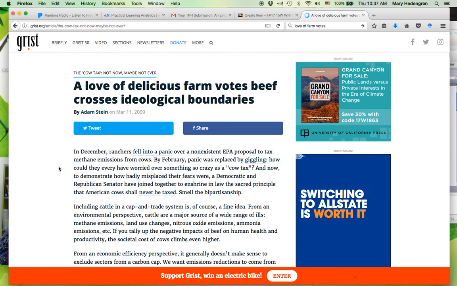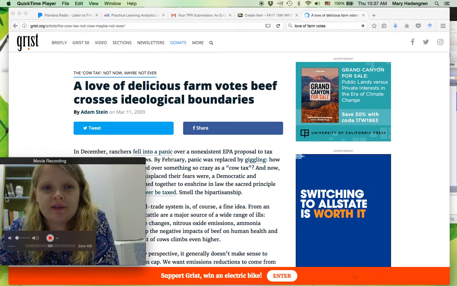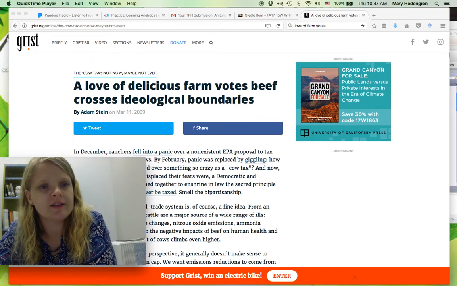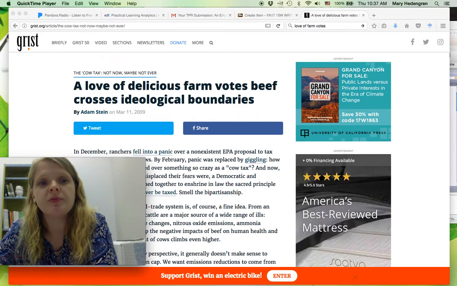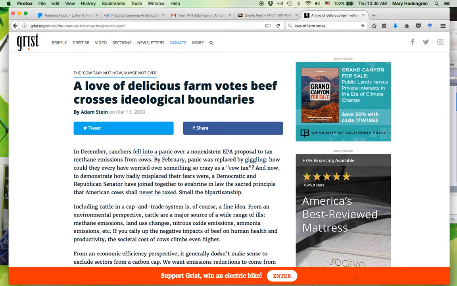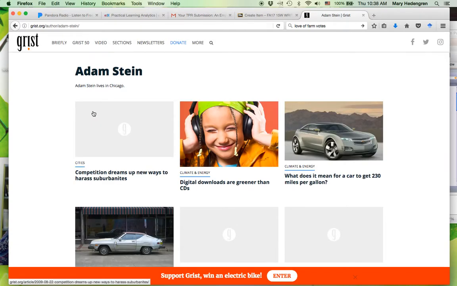If I were to guess, I would say that this group cares about the environment, they care about politics. That's kind of where they're coming from. So before I even read a single word of this cow tax, not now, maybe not ever, I know that this is a website that cares a lot about the environment and politics. I can do more research by checking out who this person is, Adam Stein.